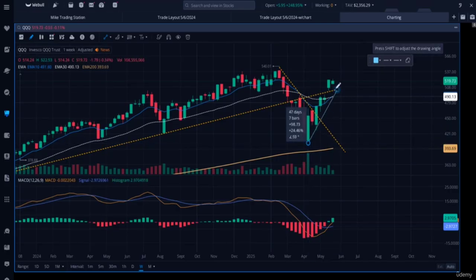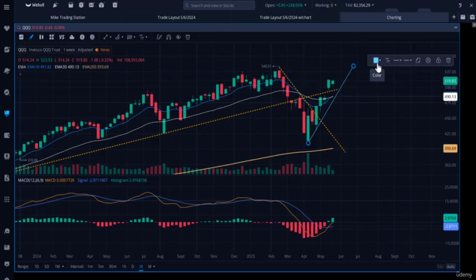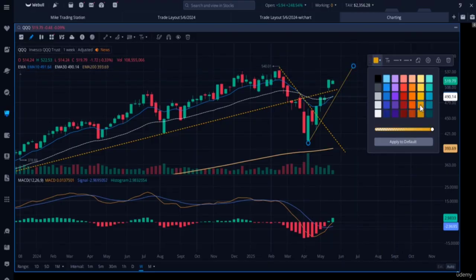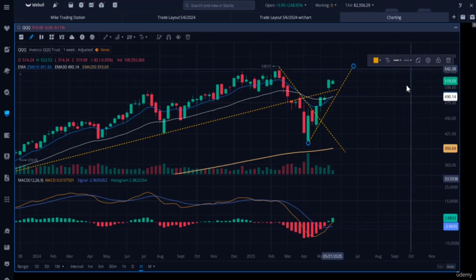We can go like this now. Now these are shorter time frames, but they do give you an idea. All right, cool. Okay, let's make this a little bit thicker. All right, cool. So now the price action is going up.